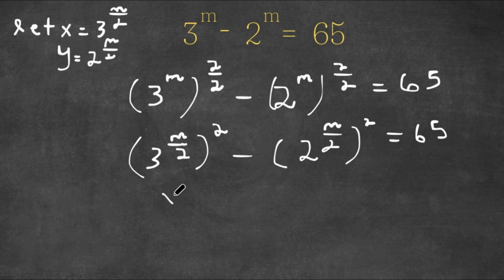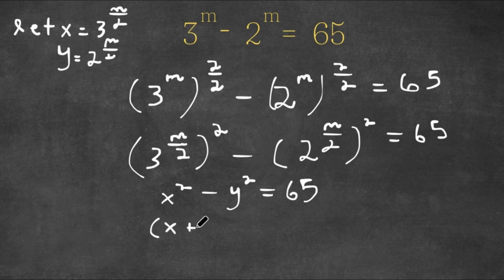So now I have x squared minus y squared is equal to 65. Now, if I have something in the form x squared minus y squared, I can write this as x plus y times x minus y. So I have x plus y times x minus y is equal to 65.